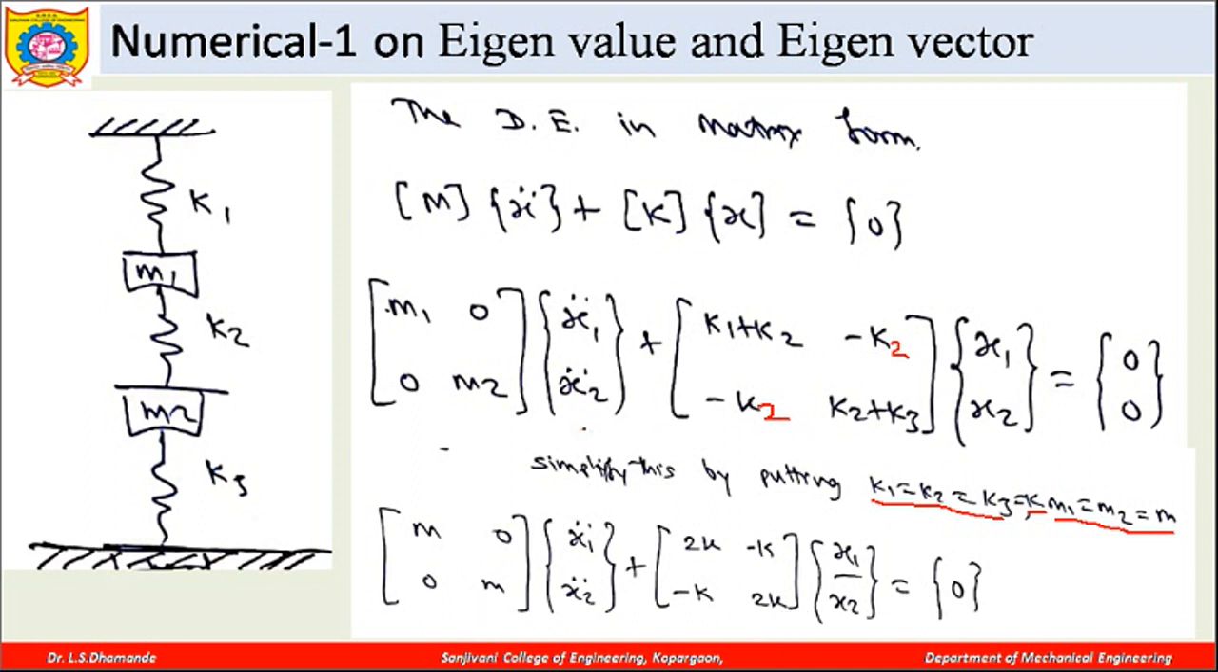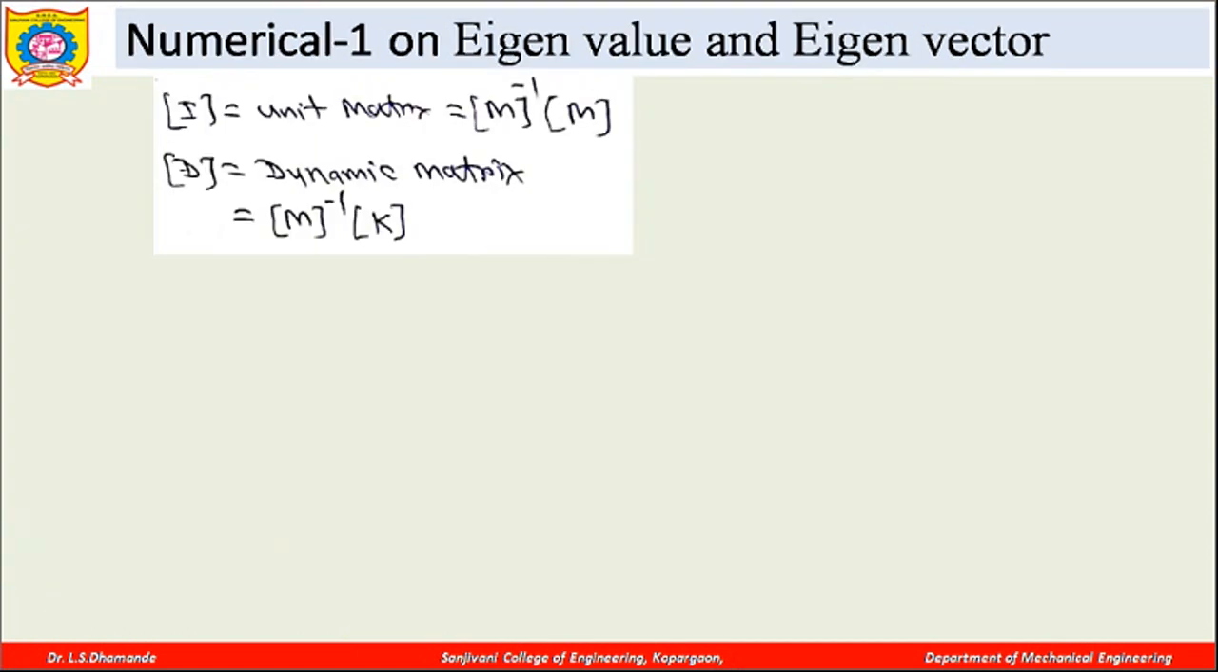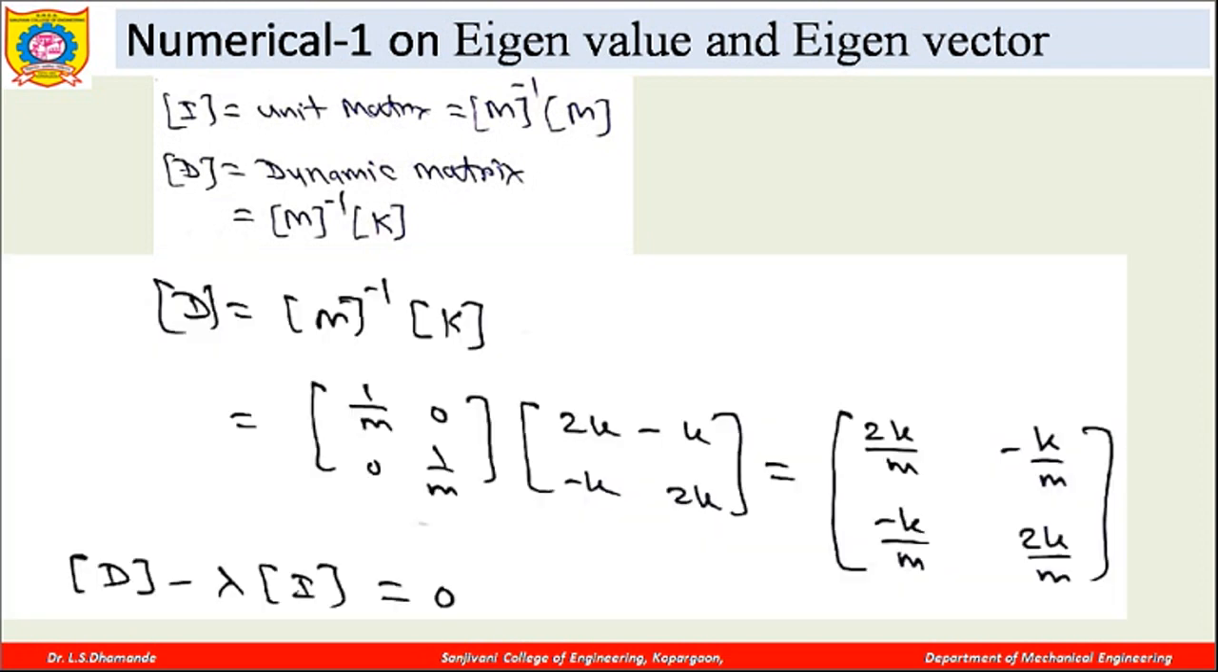Now we will use the dynamics matrix method, in which we are going to get the m inverse k, that is dynamic matrix, and m inverse m, that is unit matrix. So let us try to find out the dynamic matrix by multiplying m inverse k. So mass inverse means it will be 1 by m and 1 by m, this is m inverse, and k matrix is here 2k minus k and minus k 2k. So let us make the multiplication of this.